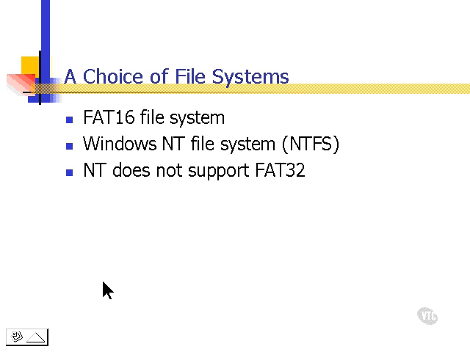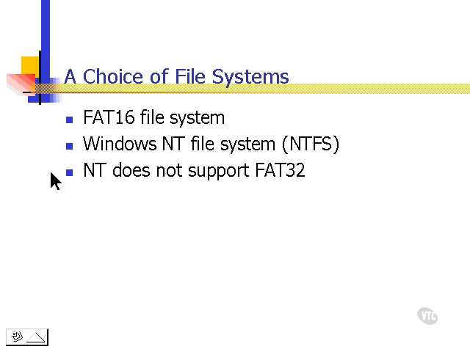When we choose NT as our operating system, then we have a choice of file systems. We can choose the FAT16 file system, which is also used by DOS, Windows 3X, and Windows 9X operating systems. Or we could choose the Windows NT file system, NTFS, which was specifically developed for NT. The Windows NT file system, NTFS, is also used, by the way, in Windows 2000 operating systems.